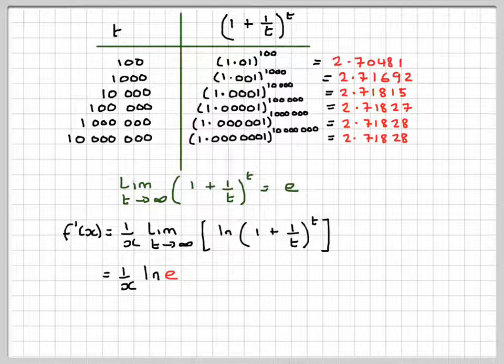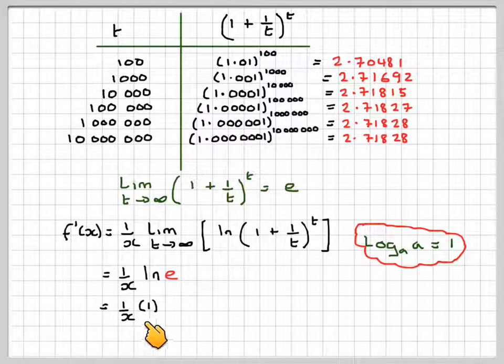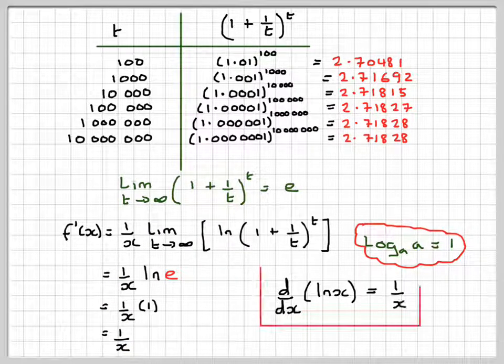It's like log to the base a of a. So we've got 1 over x times ln of e, and we know that log to the base a of a is equal to 1, therefore this bit here will be 1. So we'll be left with 1 over x times 1, and therefore the derivative of ln of x will be 1 over x. So the conclusion here is d/dx of ln of x is equal to 1 over x.